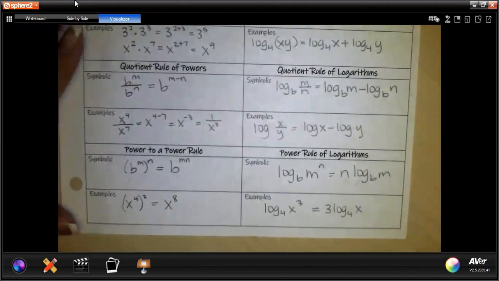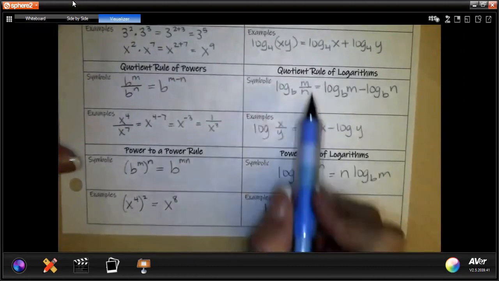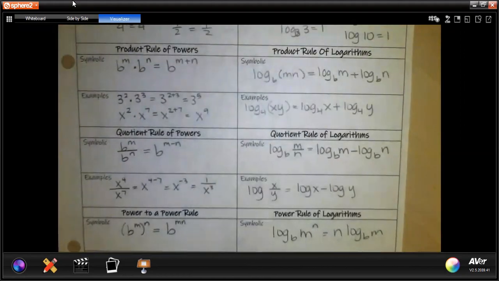So there's our properties. We're going to use the power rule of logarithms, the quotient rule of logarithms, and the product rule of logarithms quite a bit to expand and condense expressions. So it's really important that you know those and know them well.